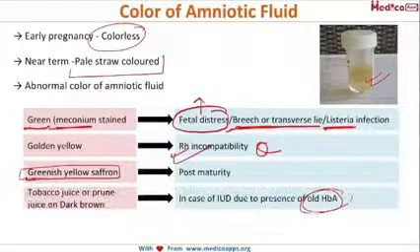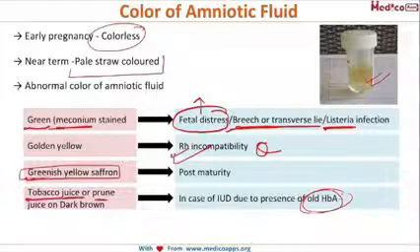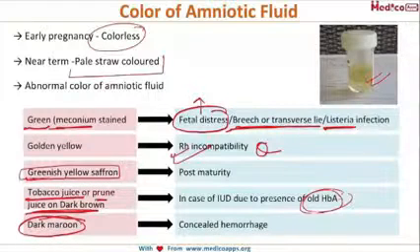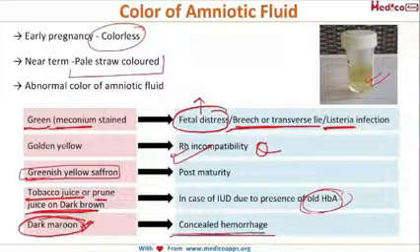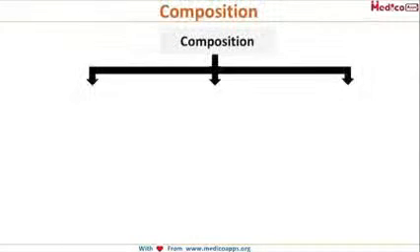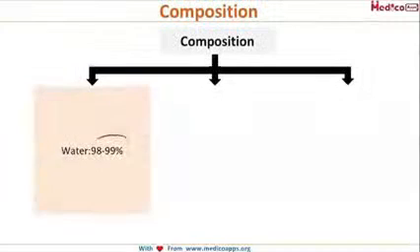Now, in cases of IUD, due to the presence of old hemoglobin, the amniotic fluid becomes tobacco juice or prune juice or dark brown in color. And if you have dark maroon color of amniotic fluid, that is suggestive of a concealed hemorrhage because of the old blood.